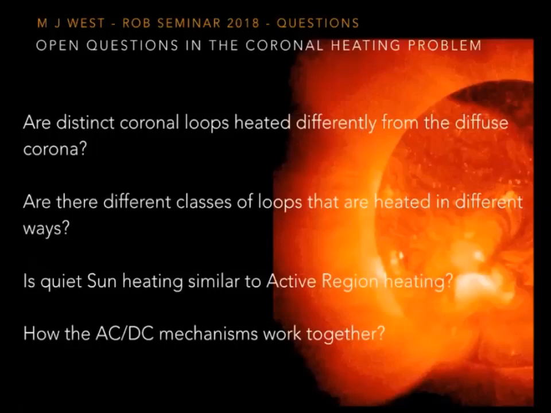Okay, as I just said, can we actually treat the distinct coronal loop structures? This is an X-ray observation here, so you can't really see the loops so well. You can see maybe some structures in here. Are they distinct from the background diffuse corona? And are there different classes of loops that are actually heated in different ways? Is quiet sun heating, so these are the darker regions that we see around here, heated in the same way as active regions? And it's not clear how the AC and DC mechanisms actually work together.